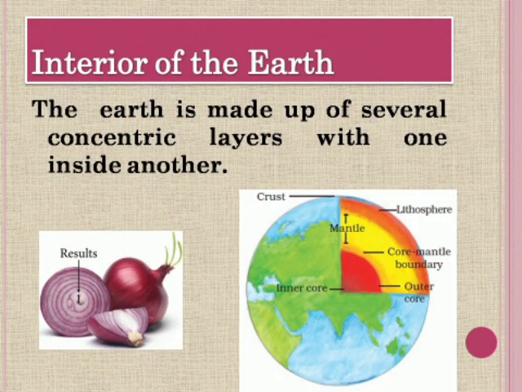Interior of the Earth. The Earth is made up of several concentric layers, one inside another. What is meant by concentric layers? Have you seen an onion? Yes. In that onion you can see layers inside the layers, one after another. So that we can call concentric layers. The Earth is also the same. See the picture. In our earth we have different types of layers. What are the layers? Crust, mantle, then core.